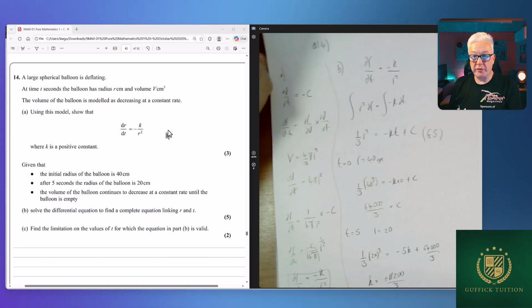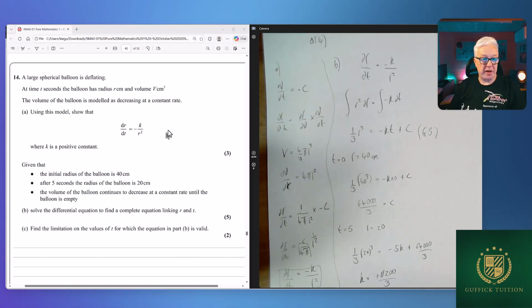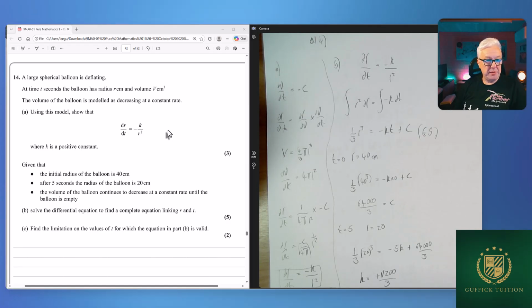Hello everyone, we've got solving a differential equation here with connected rates of change. So it says a large spherical balloon is deflating. At time t seconds, the balloon has a radius r and a volume of V centimeters cubed. The volume of the balloon is modelled as decreasing at a constant rate. Using this model, show that dr by dt is minus k over r squared.